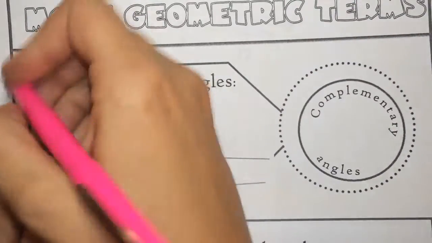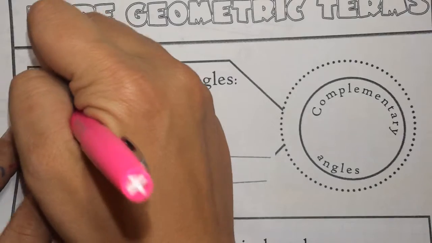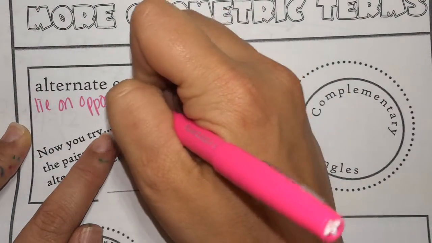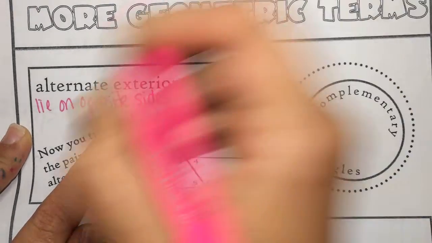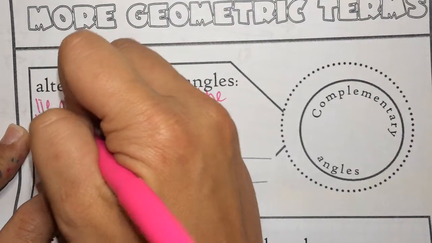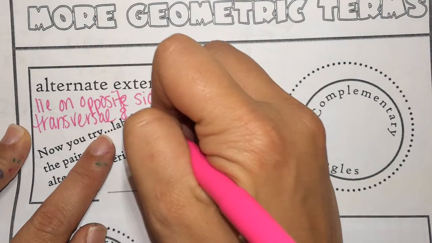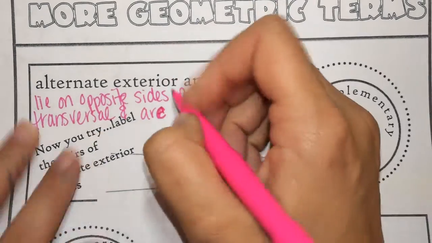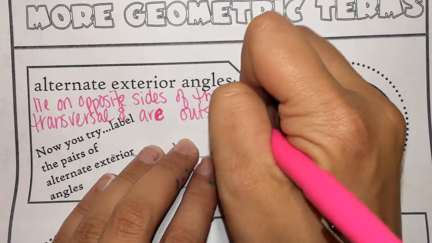So alternate exterior angles lie on opposite sides of the transversal and are outside.